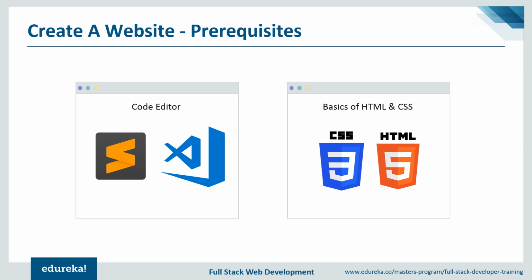Before we start creating the website, let's look at the prerequisites. First of all, you'll need a code editor. I'll be using Visual Studio Code to type the entire code, but you can use any code editor you're comfortable with. I personally switch between Sublime Text and Visual Studio Code. Apart from that, you must have a good understanding of HTML and CSS. If you aren't familiar with these languages, I suggest you go and read about them. I'll also leave a link in the description so you can check out our content on HTML and CSS, and then come back and create this website.